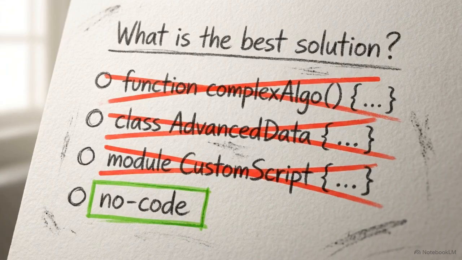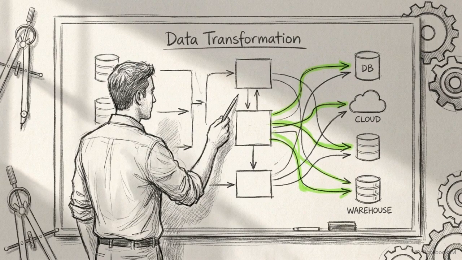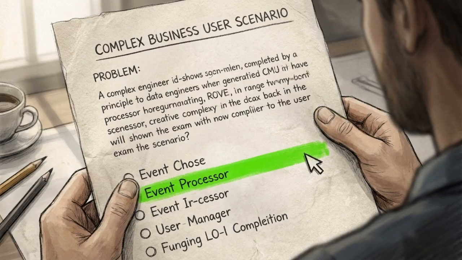Recognizing these boundaries keeps you from being misled by distractors. You aren't just looking for a tool that can transform data, you are looking for the one that fits the code-first or no-code constraint of the prompt.